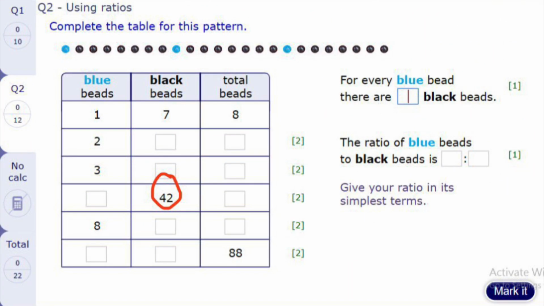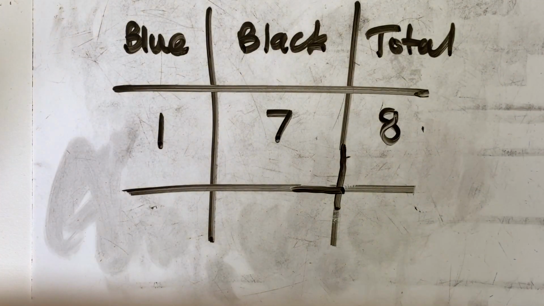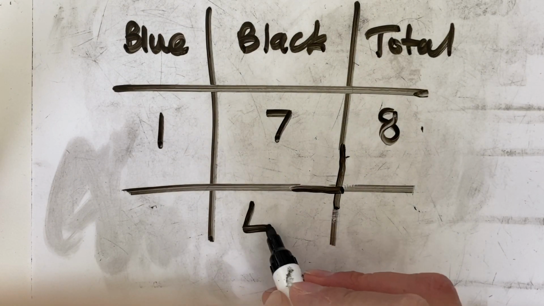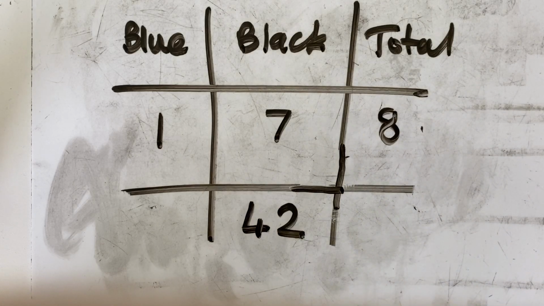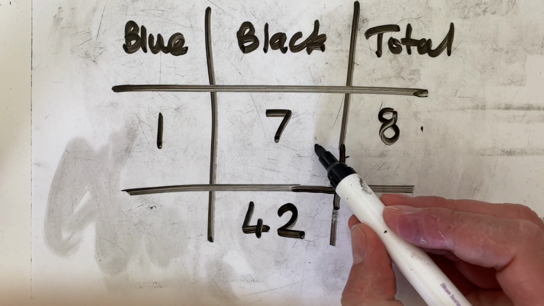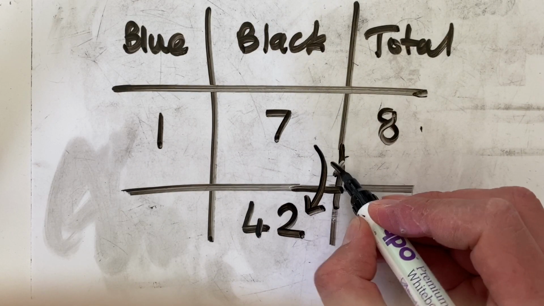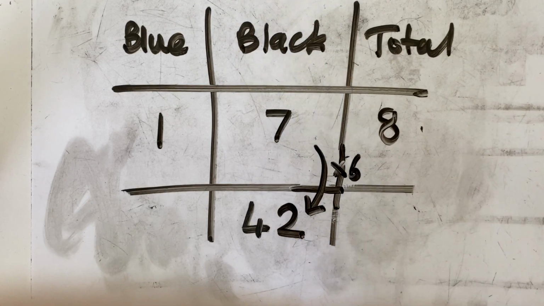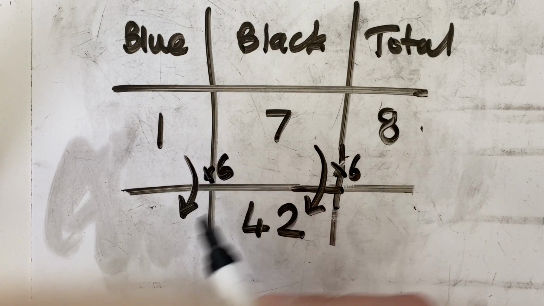Next up, if there are 42 black beads, how many blue beads does that mean there are? And how many beads in total? We go back to the same grid. Now this time we know how many black beads there are in the sequence we're given. It says there's 42 of them. So then what we have to do is work out how we got to 42 from 7. Well, we would need, knowing your times tables, as we said, important, 6 lots of 7 black beads to get to 42.